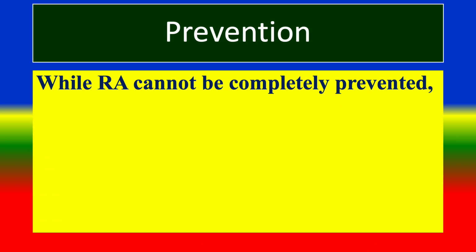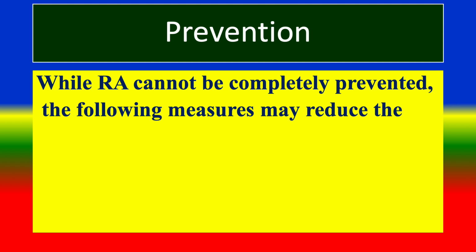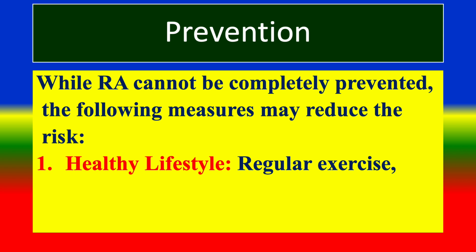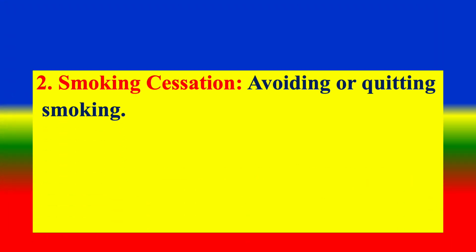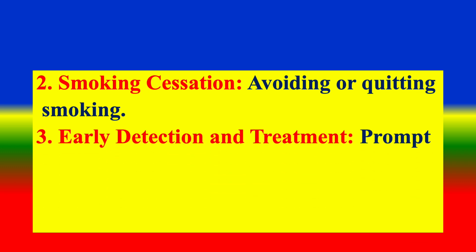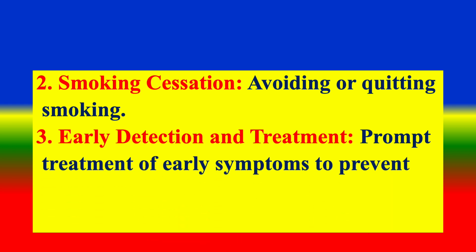Prevention. While rheumatoid arthritis cannot be completely prevented, the following measures may reduce the risk. 1. Healthy lifestyle, regular exercise, balanced diet, maintaining healthy weight. 2. Smoking cessation, avoiding or quitting smoking. 3. Early detection and treatment, prompt treatment of early symptoms to prevent joint damage.